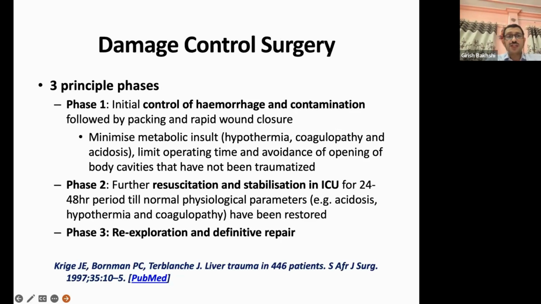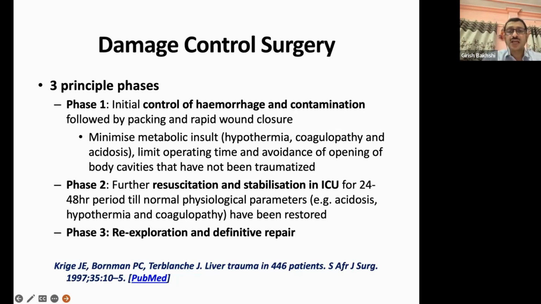The three phases which were initially described: phase one, when the patient was immediately taken up in the OR. Whatever was bleeding was taken care of by directly ligating it, irrespective of the nature of the vessel. Contamination: if the bowel is perforated, don't try to suture it. If there is a small perforation, you can suture.